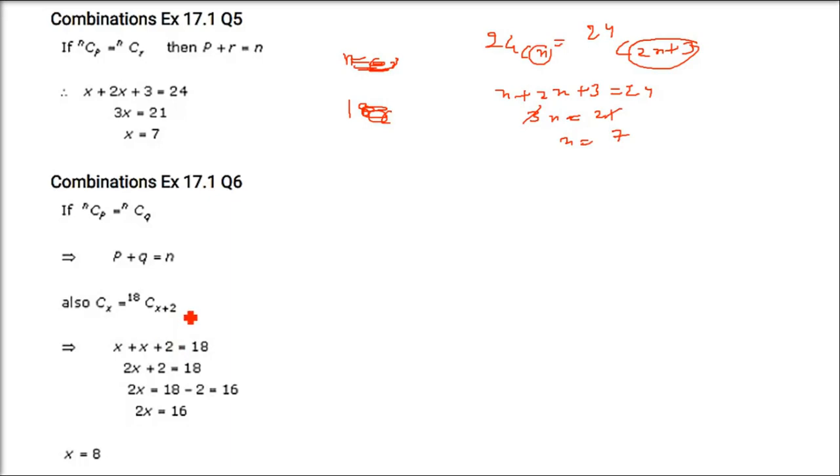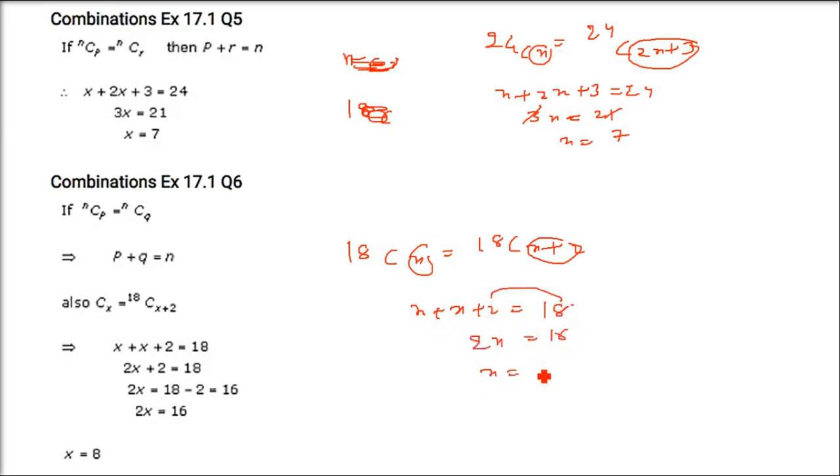Now same thing we are going to do for the next one. They are almost the same. 18Cx is equal to 18Cx plus 2. So that means x plus x plus 2 is going to be 18. So 2x plus 2 is 18. 2x is equal to 16. x will be equal to 16 by 2, that is 8.